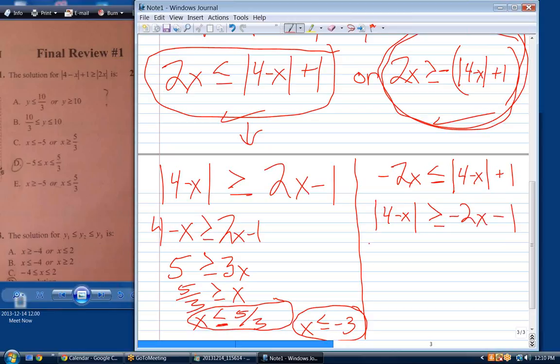So what does this mean? 4 minus x is greater than or equal to negative 2x minus 1, or that it is less than or equal to 2x plus 1. In other words, we've got to change the sign on everything that's on the other side of that inequality. All right. Now we solve this one here and then this one separately, and that's going to give us all of our solutions. What's the best way to solve this?